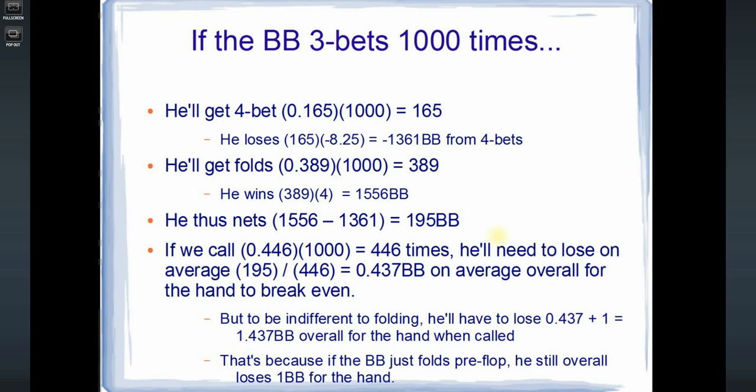So if we do want to make the big blind indifferent to folding or 3-bet, we have to remember that the big blind can still overall lose money for the hand with his worst 3-bet bluff as long as he loses less money overall than 1 big blind, because if the big blind were to fold pre-flop, he loses 1 big blind. So that's why we have to add this one right here. So I'm going to say it one more time. To be indifferent to folding or 3-betting pre-flop, the big blind will on average have to lose 1.437 big blinds when called.